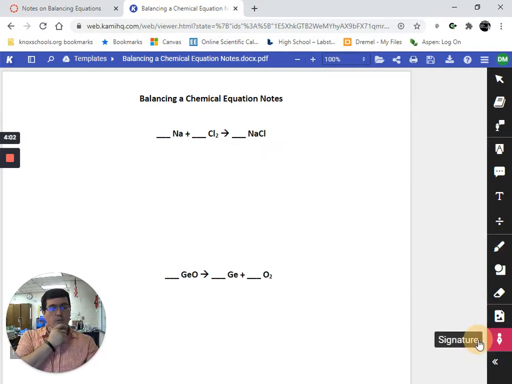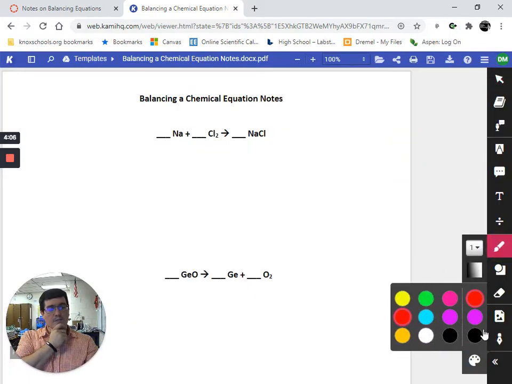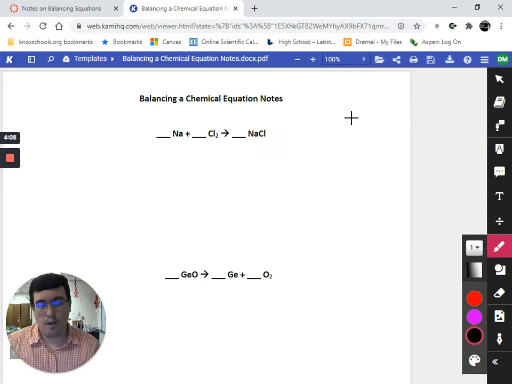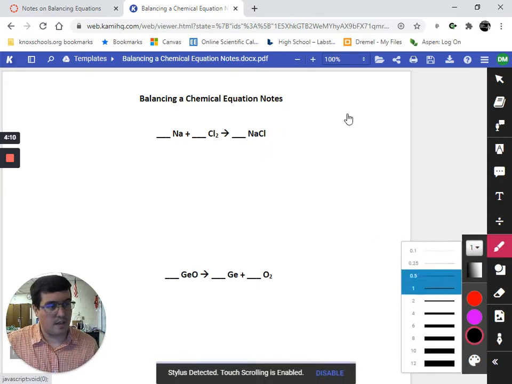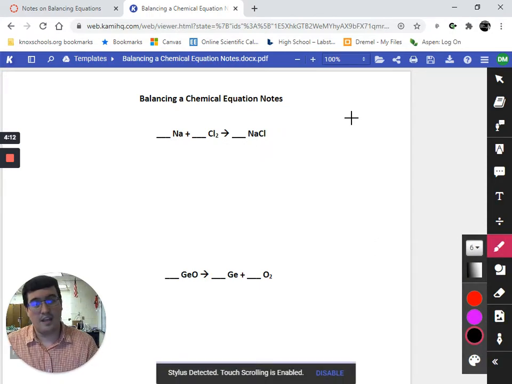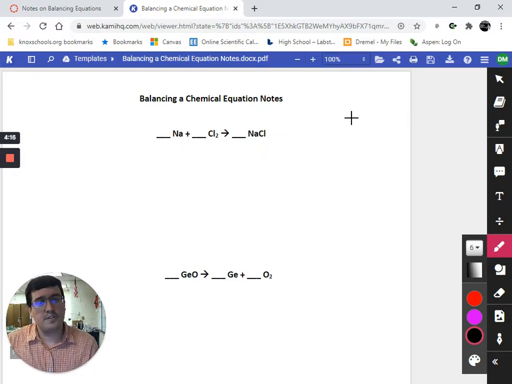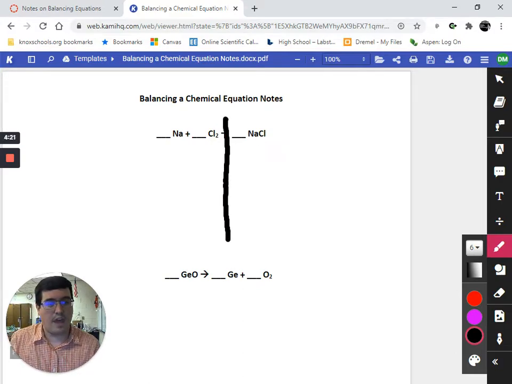The first thing that you need to do is draw two types of lines on this thing. This one's only going to get two, but sometimes you'll draw more than two. First things first, find that yields arrow, and we're going to draw a big thick line through that. Remember, that's going to divide our equation in half. On the left, we've got our reactants. On the right, we've got our products.